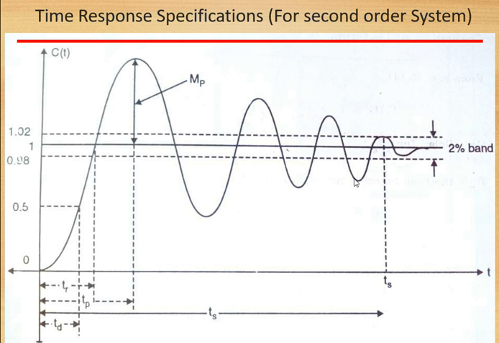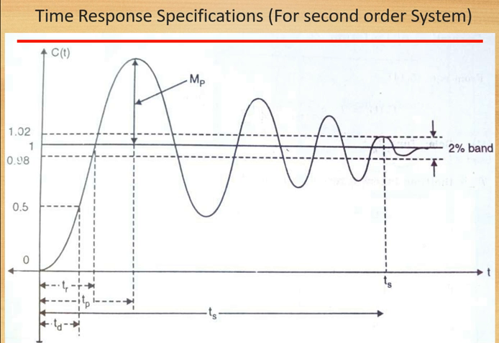So whatever time you require from the start, 0, until settling within a 2% band, that is called the settling time. It is the time after we apply a step input to a second order system, after which the system's output stays within this 2% band.